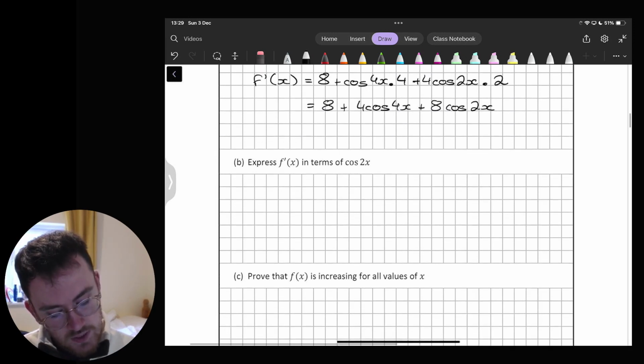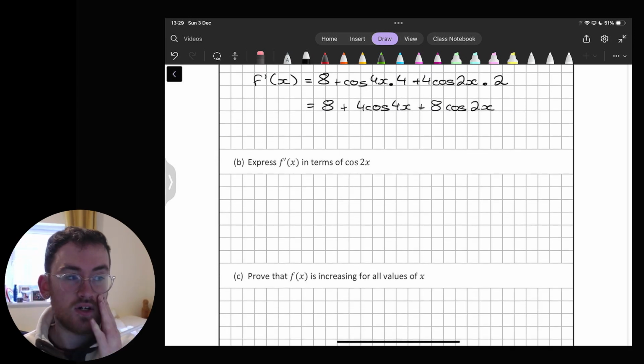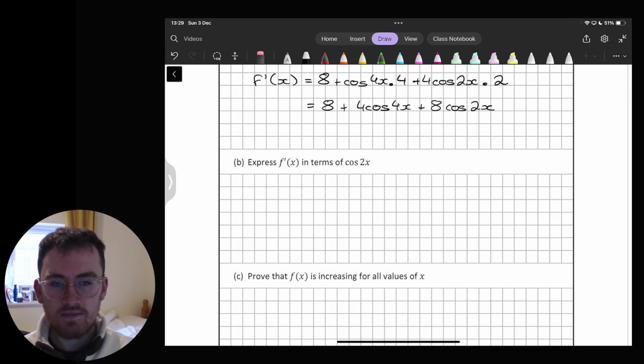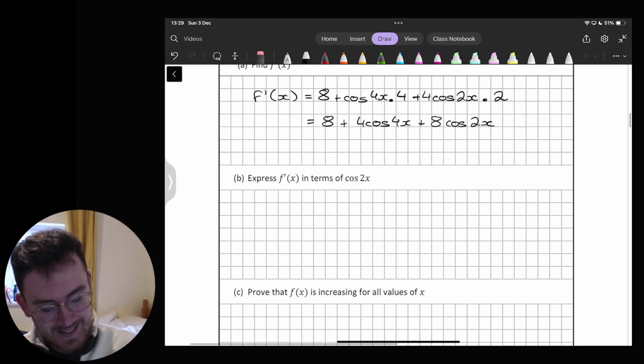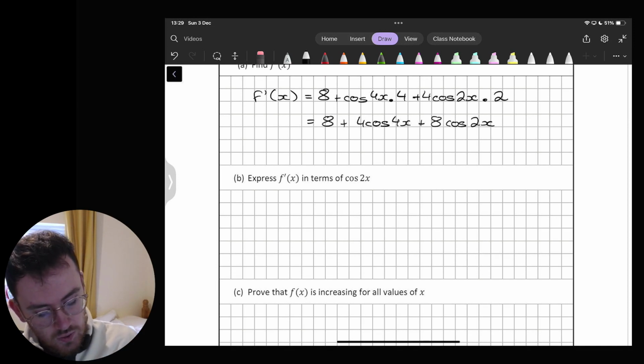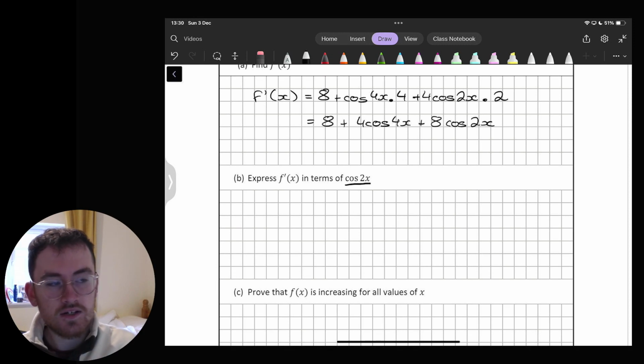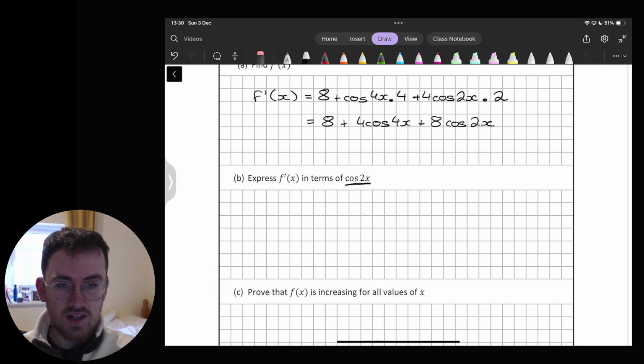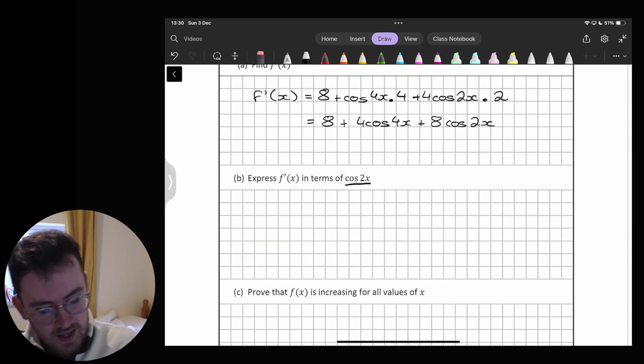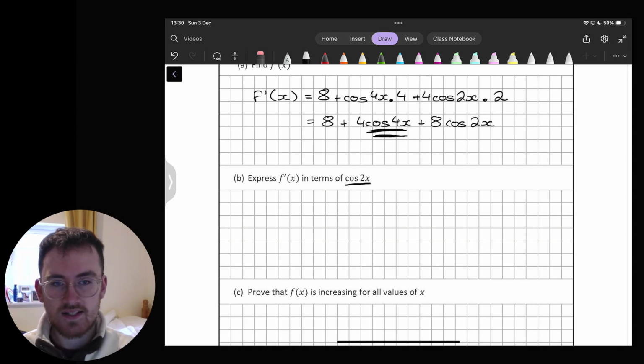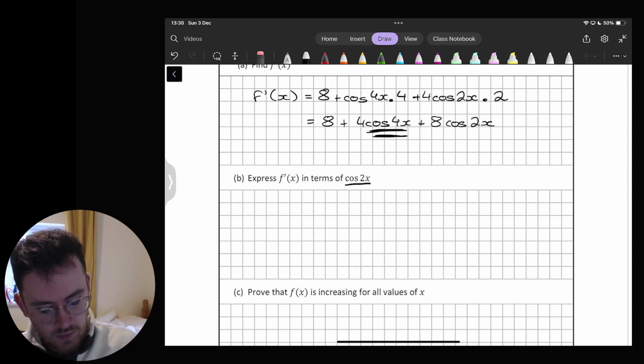To express the derivative in terms of cos 2x, I'm going to need to make use of some trig identities. So I want to express everything in terms of cos 2x. Now at the minute I have the 8 cos 2x, so that's fine, but that's obviously not exactly what I want to have. The problem here is the cos 4x. The cos 2x, grand, it's the cos 4x we need to worry about a little bit.